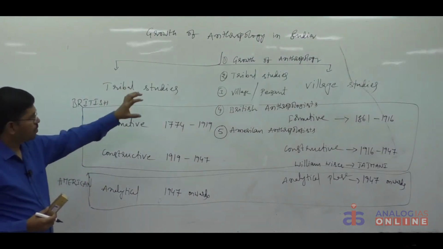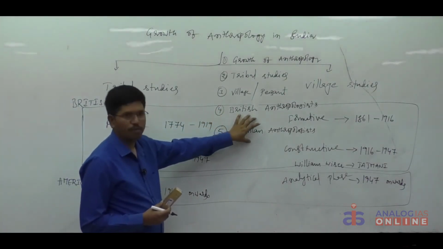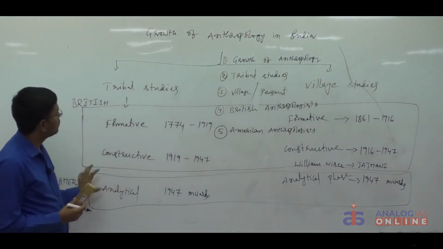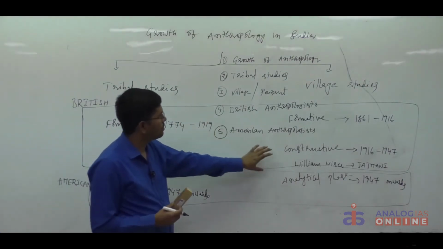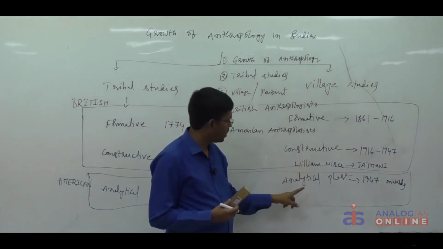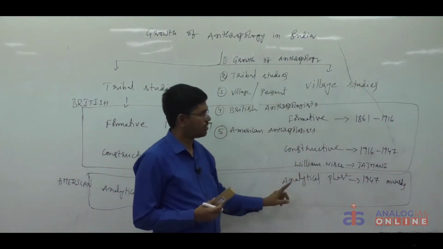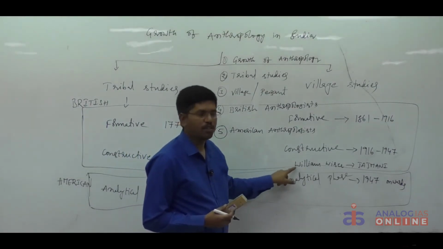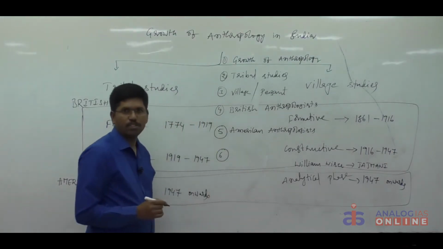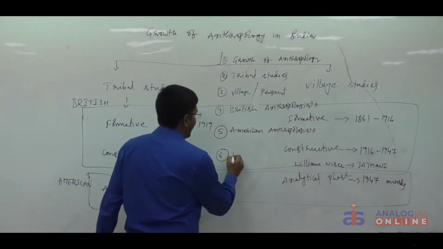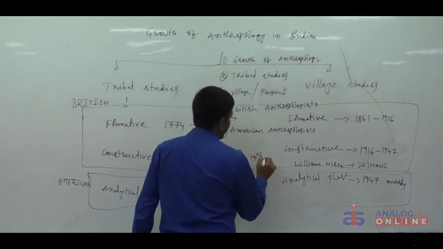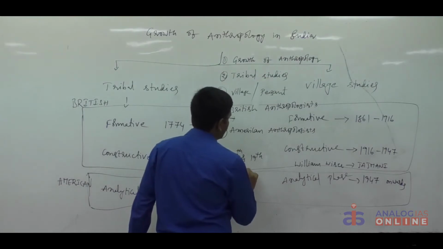Understood? Whenever the question is asked on the contribution of American anthropologists for the growth of anthropology in India, you have to write the analytical phase of tribal studies, the constructive phase of village studies, but in the constructive phase only one name, that is William Wiser, and then the analytical phase of village studies. Okay, this is very, very important. You have to remember this exception. Then another question is, discuss the contributions made by 18th and 19th century anthropologists.